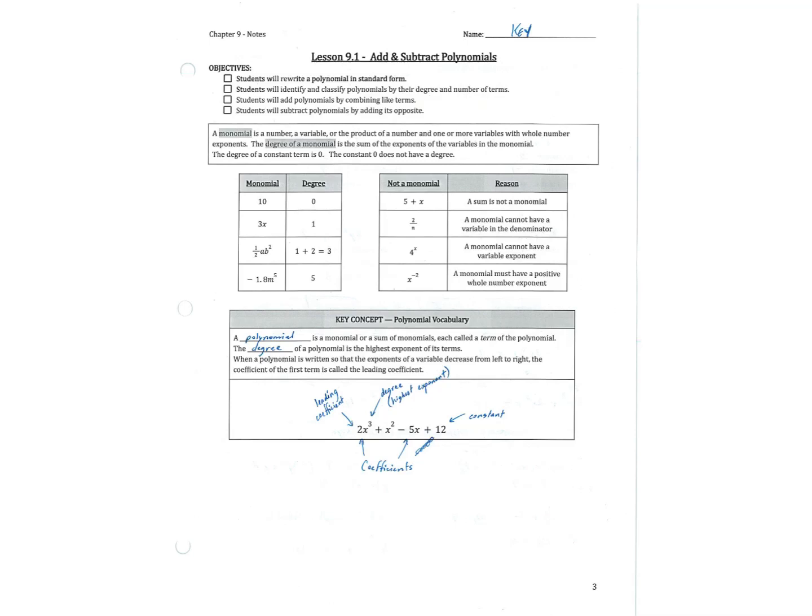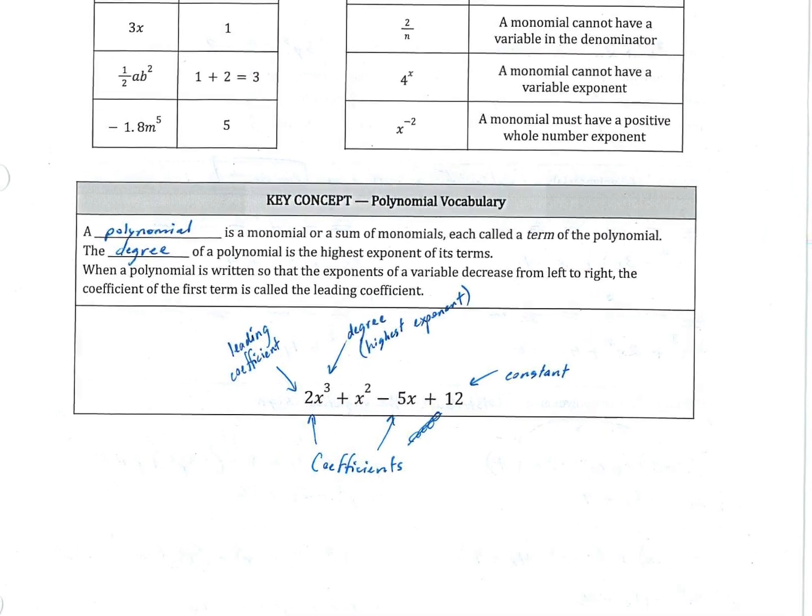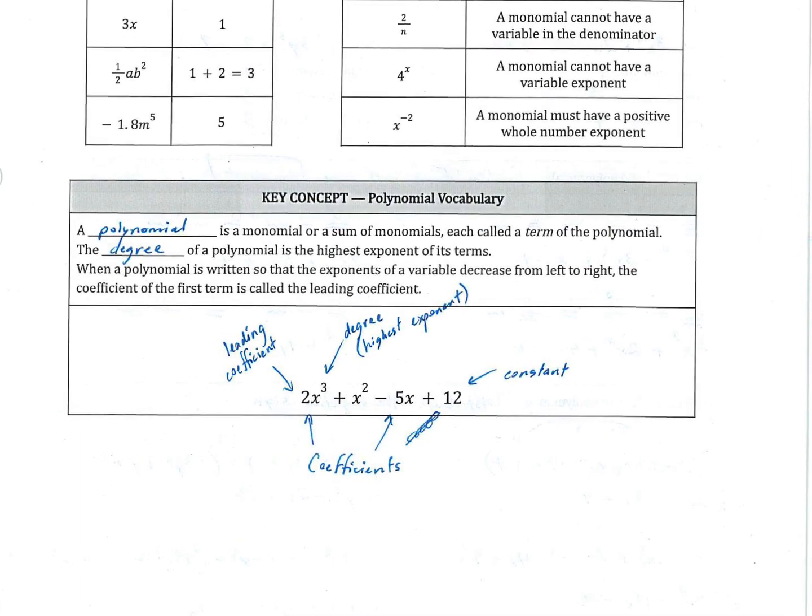Welcome to lesson 9.1. Today we're going to focus on adding and subtracting polynomials. Let's start by looking at what a polynomial is. A polynomial is a monomial or a sum of monomials. Here's what you need to know. There are going to be multiple terms. Each term would be like 2 to the third, x squared, x to the fifth, and 12. Those are each terms.